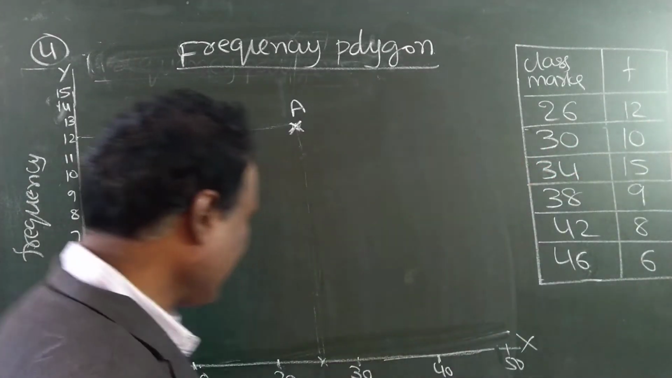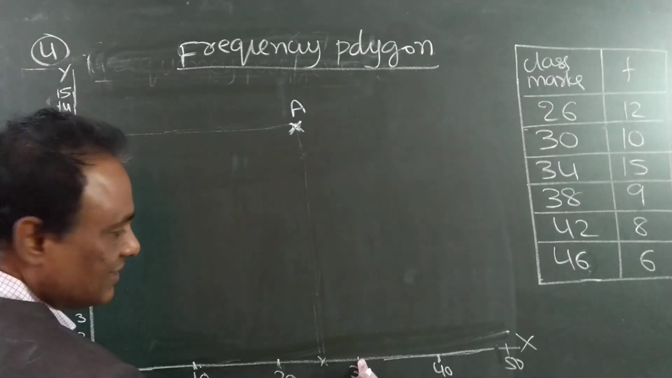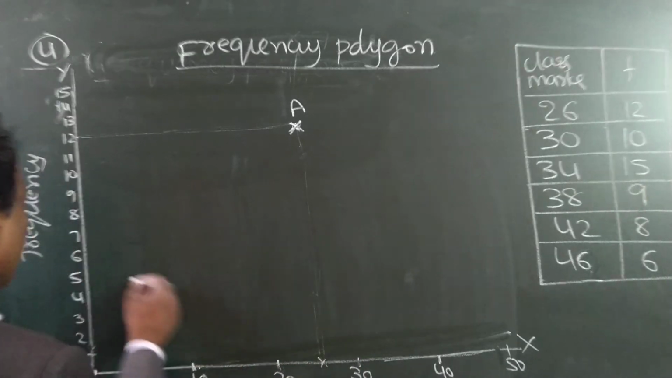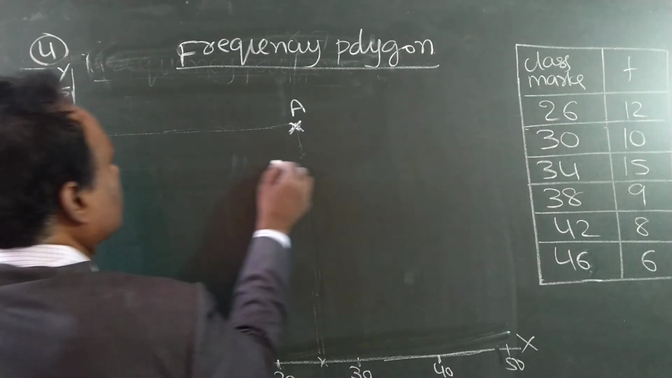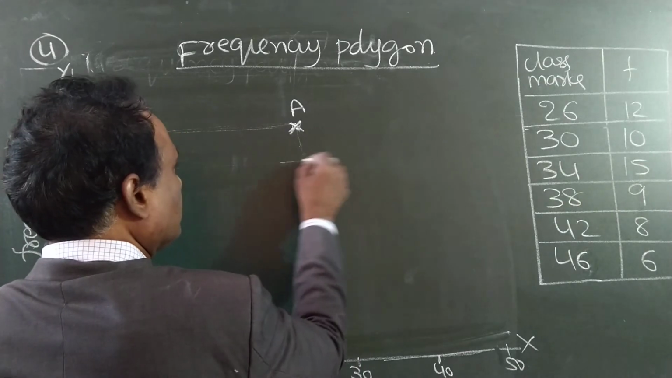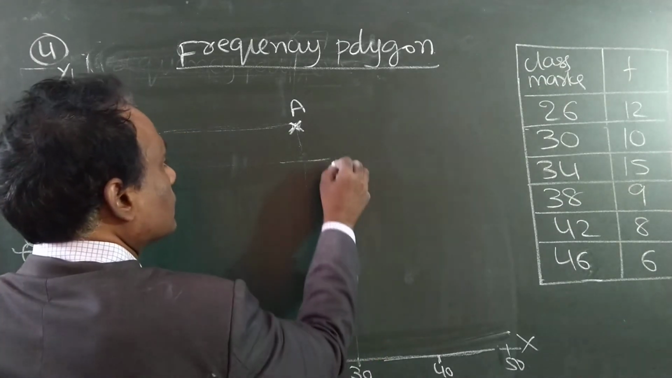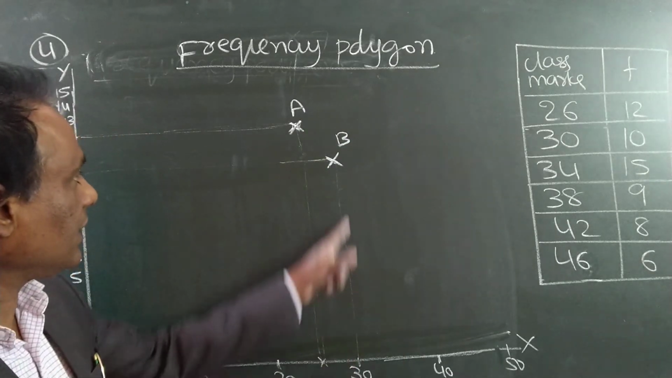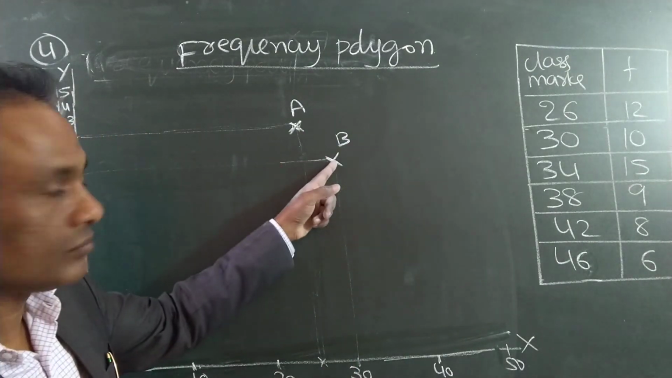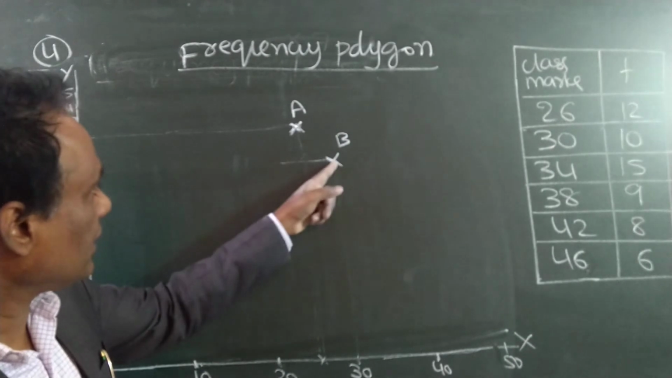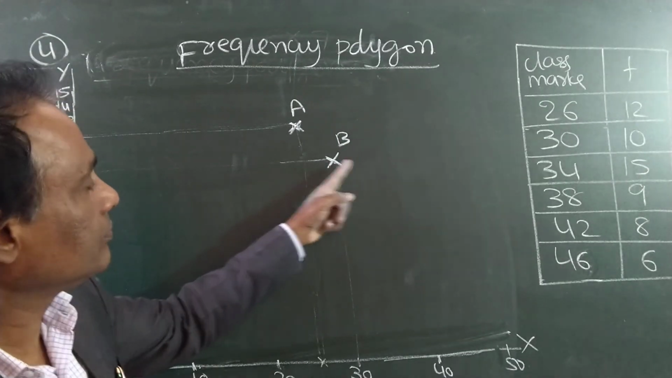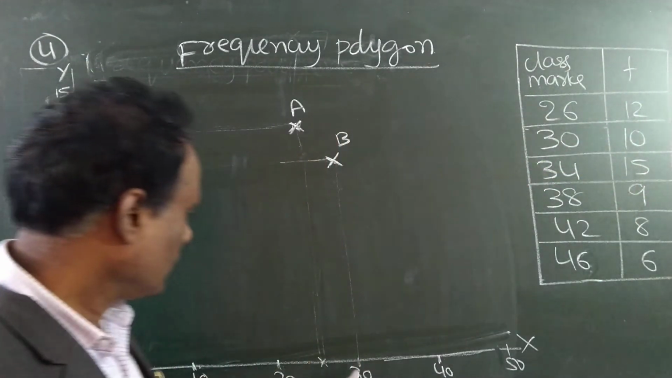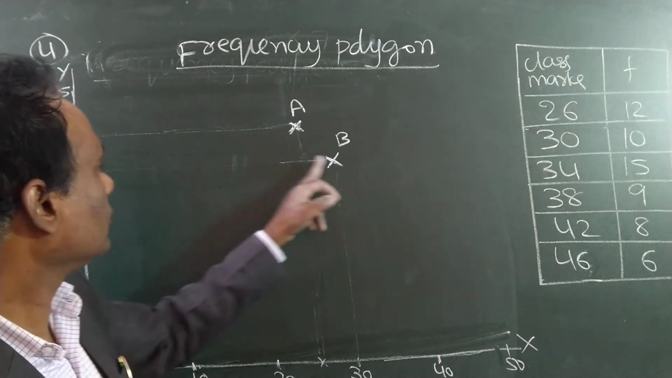30, 10. 30 is here, 10 is here, students. 30, 10.